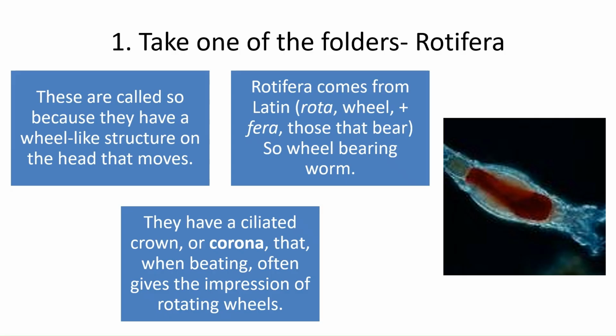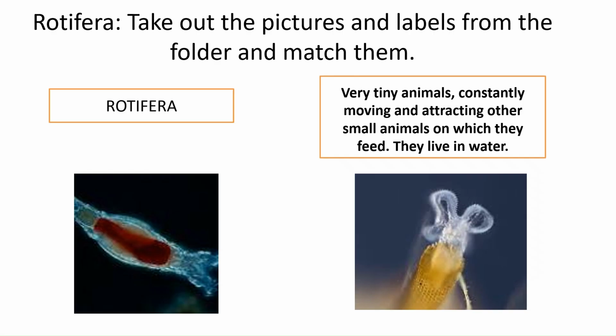These are called so because they have a wheel-like structure on the head that moves. Rotifera comes from Latin, rota means wheel, and fera means those that bear. So wheel-bearing worms. They have a ciliated crown or corona that when beating often gives the impression of rotating wheels. Now we are looking at Rotifera, so take out the pictures and labels from the folder and match them.